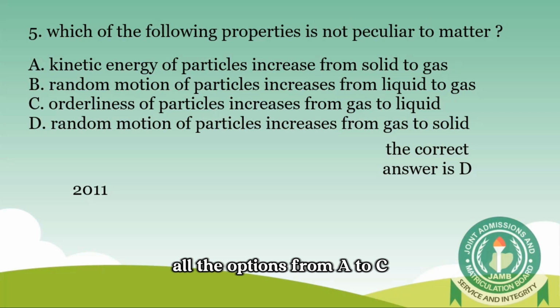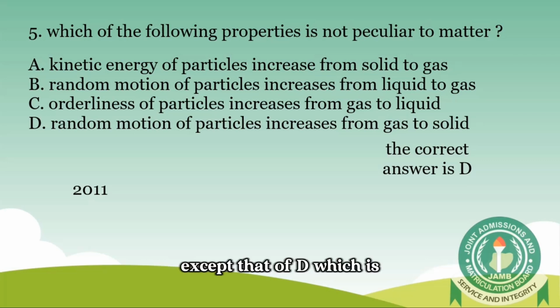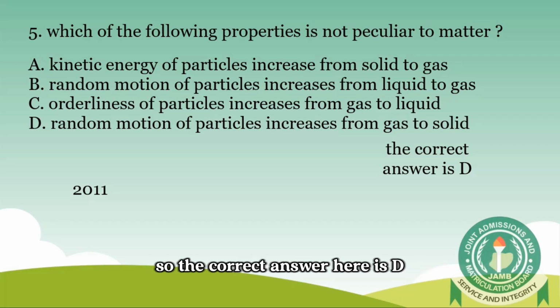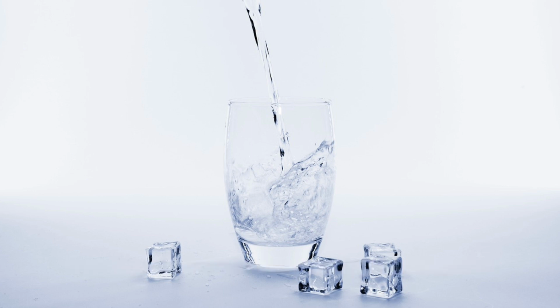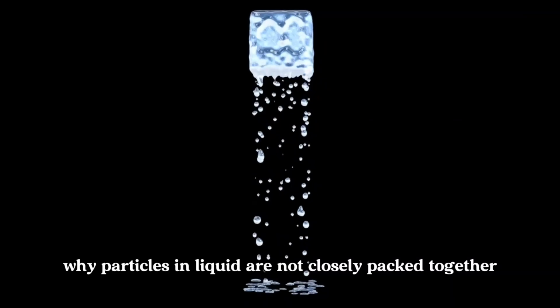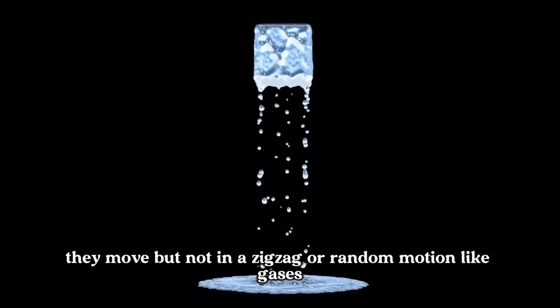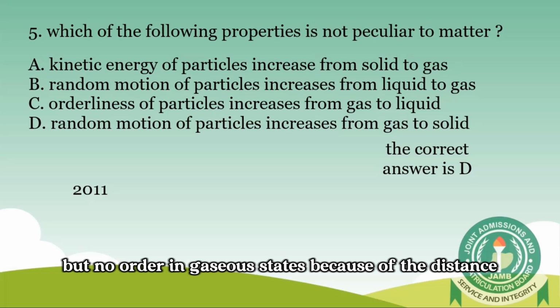All the options from A to C are what the kinetic theory of matter postulates, except that of D, which says random motion of particles increases from gas to solid. So the correct answer here is D. Why? Because particles in a solid are closely packed together with no space for random movement, while particles in a liquid are not closely packed together. They move, but not in a zigzag or random motion like gases. So in liquid, the particles are less ordered, but there is no order in the gaseous state, because the distances are more in the gaseous state than in the liquid state.